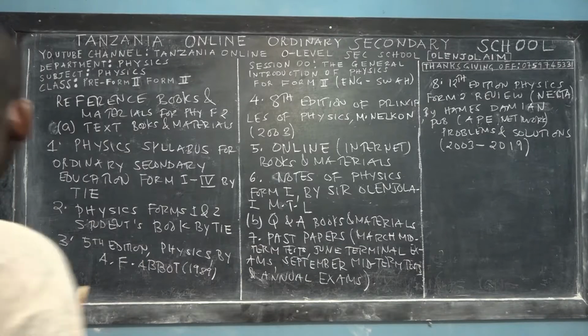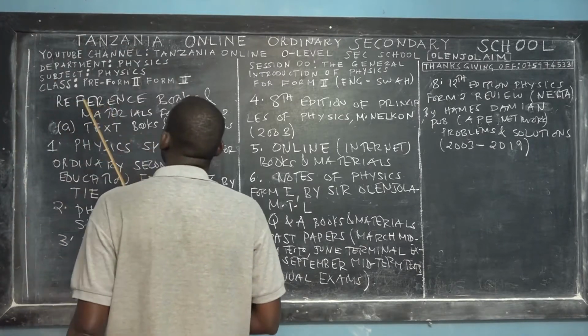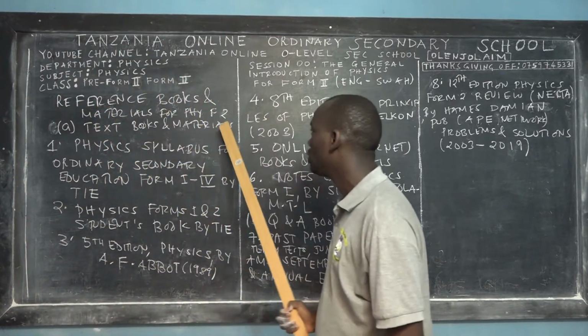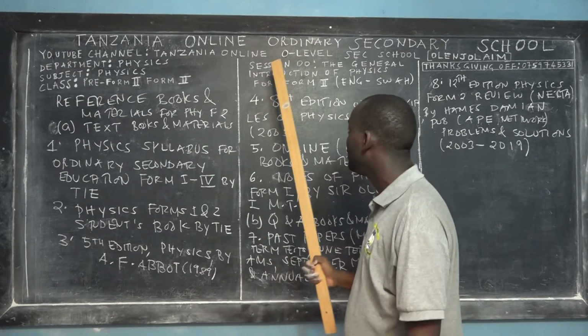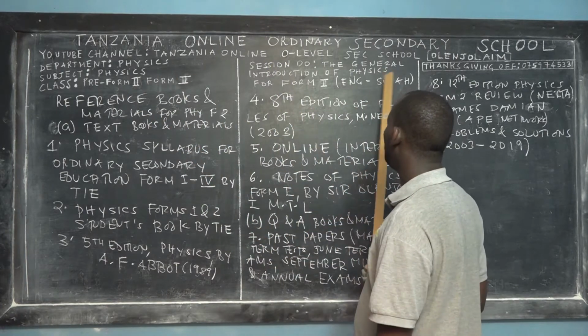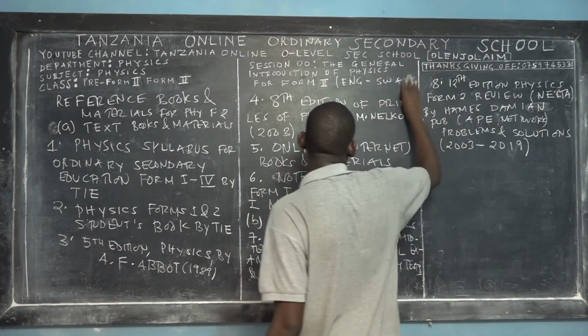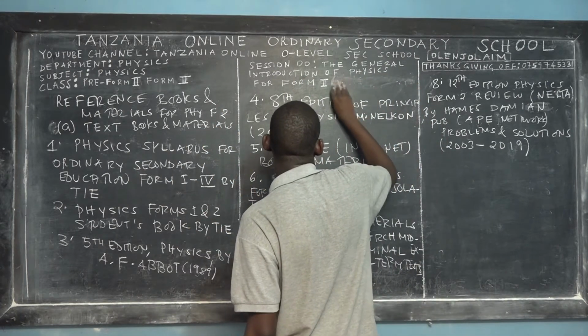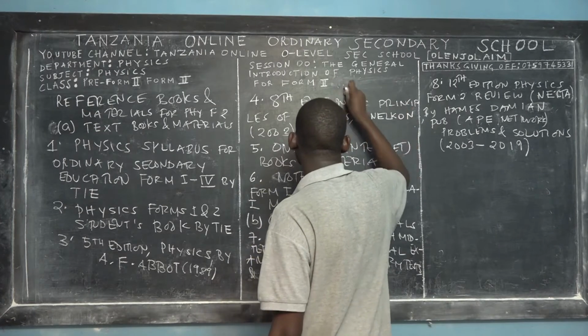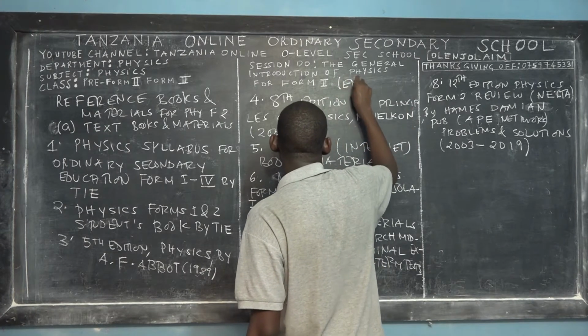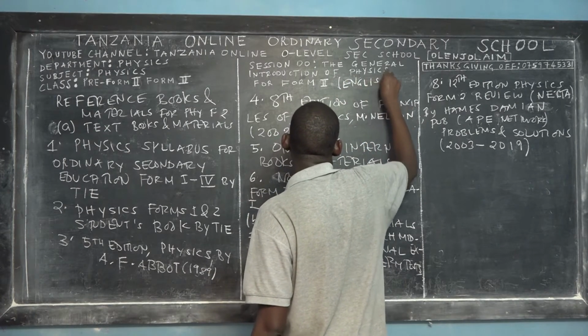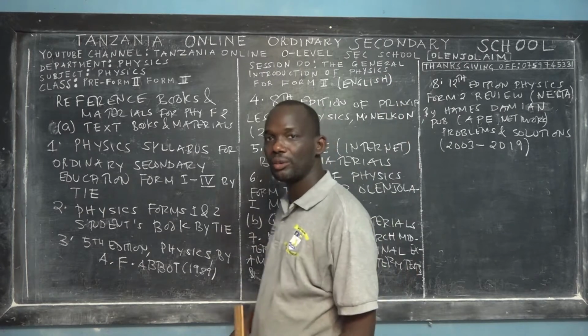So let us continue on this, the next part of reference books and materials for the physics form 2. We are still in general introductions of physics for the form 2, which is no longer English Swahili. So no longer English Swahili, everything is in English, because now you know how to learn in the English language.